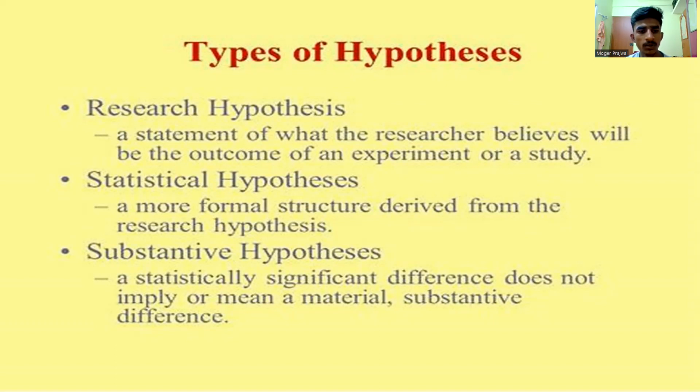We're going to explain the definition of research hypothesis. It is a statement of what the researcher believes will be the outcome of an experiment or a study. And then the second, statistical hypothesis, is a more formal structure derived from the research hypothesis. And the third one is that a statistically significant difference does not imply or mean a material substantive difference.